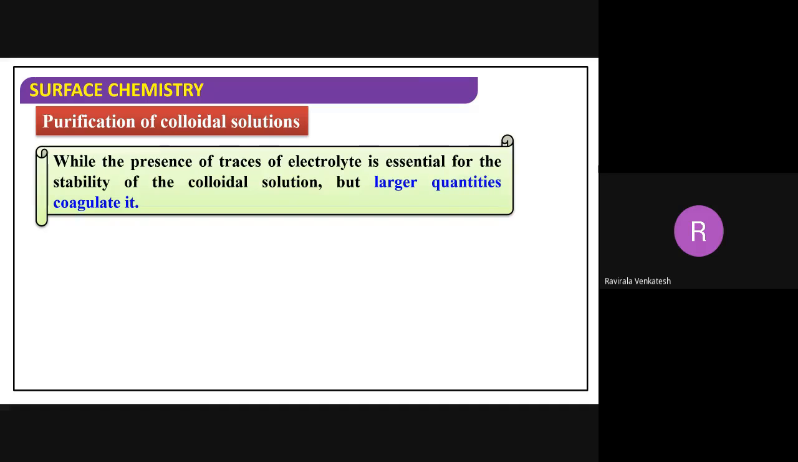Coagulation is nothing but the reverse of peptization. Reverse of peptization means conversion of what? Colloid into precipitate. So that may happen. If you add an excess amount of electrolyte, the colloidal solution will convert back into precipitate. That is called coagulation. We'll discuss it later.